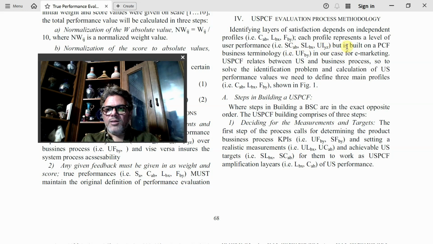But is built on the PCF business terminology user framework. In our case for e-marketing, the user satisfaction relates between the user satisfaction and business processes. So to solve the identification problem and calculation of user satisfaction performance values, we need to define three main categories. Now here's the linking relate between user satisfaction and business processes.